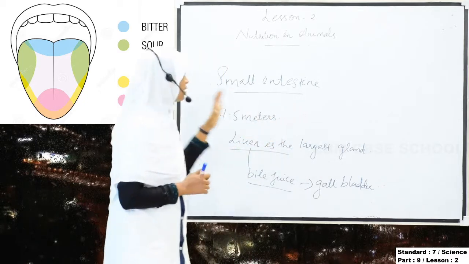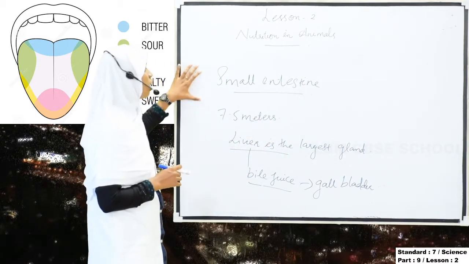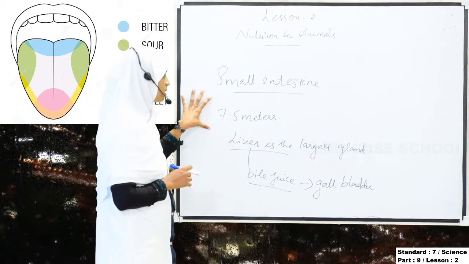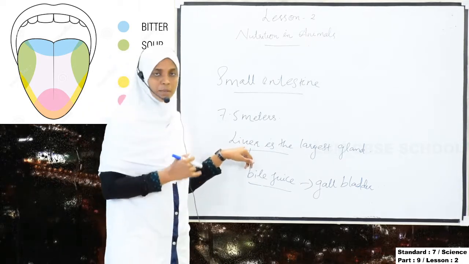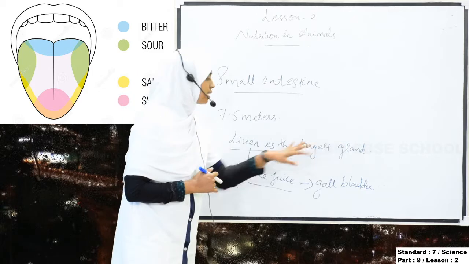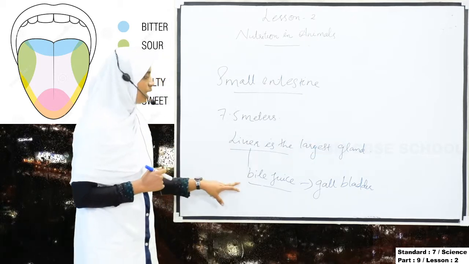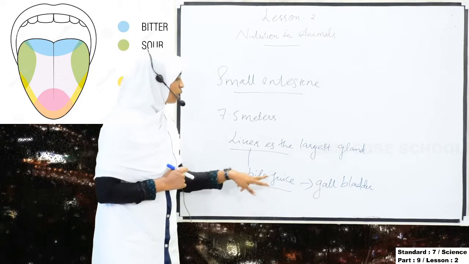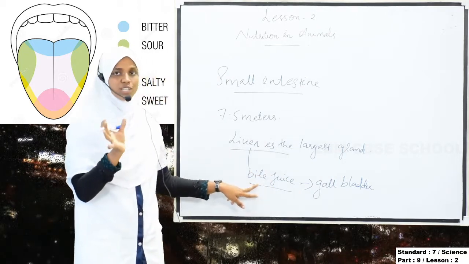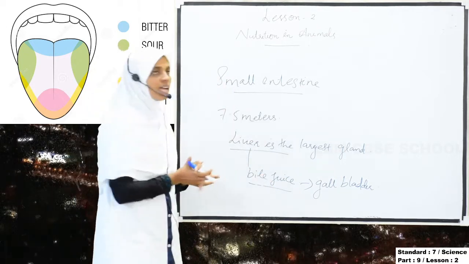Okay, so this is about the small intestine. The small intestine is 7.5 meters long, and it receives secretions from the liver and pancreas. The liver is the largest gland, and the liver secretes bile juice, which is stored in the gallbladder. The bile juice plays a major role in the digestion of fat. So this is about the small intestine.